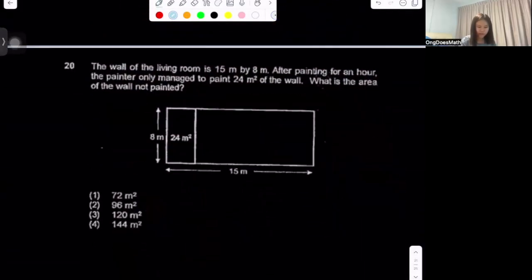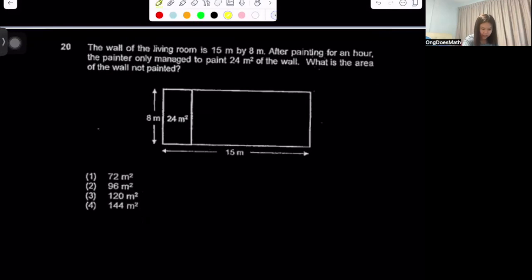The wall of the living room is 15 meters times 8 meters. After painting for an hour, the painter only managed to paint 24 meters square of the wall. What's the area of the wall not painted? So this is the part that's painted, not painted.